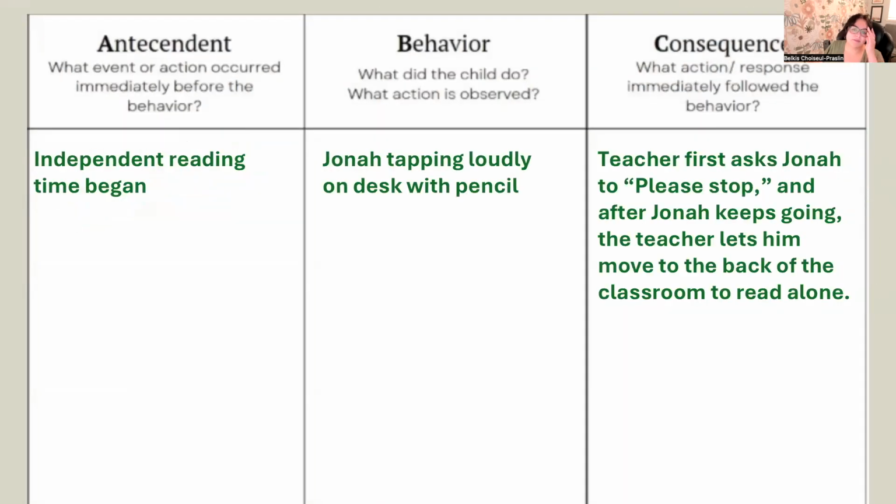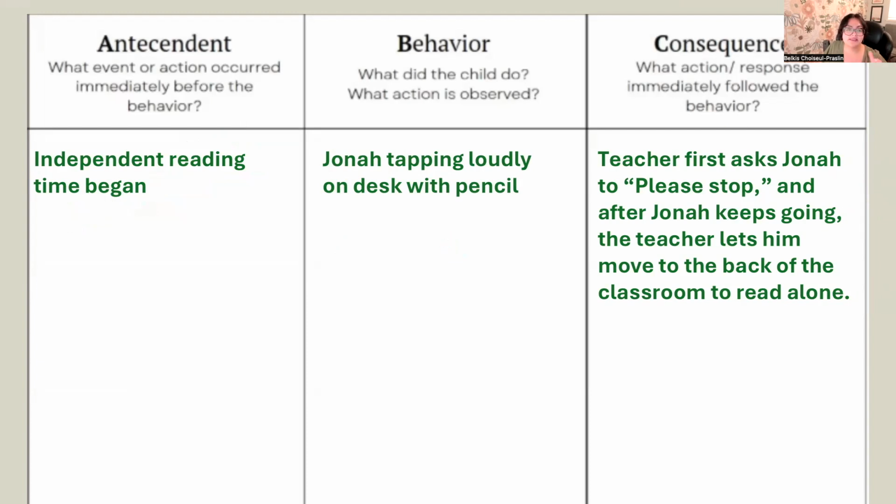Let's break it down together. The antecedent is what happens right before the behavior occurs. In this case, it's independent reading time, and that's when Jonah starts tapping his pencil. The observable action that is the behavior is what Jonah actually does. So here it would be that he's tapping his pencil loudly on the desk.